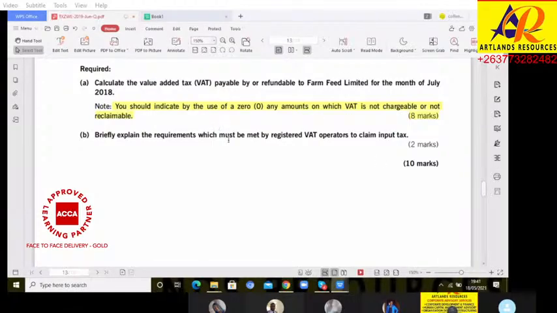Briefly explain requirements which must be met by VAT operators to claim input tax. So I'm going to claim my input tax here in July, and it happened in July.